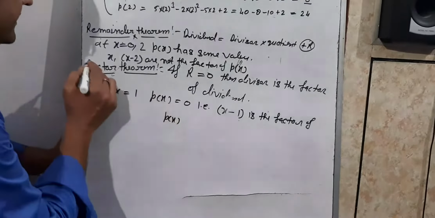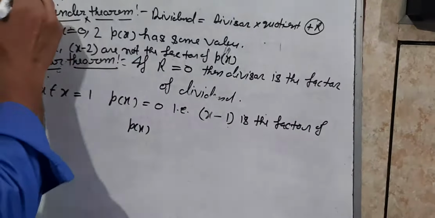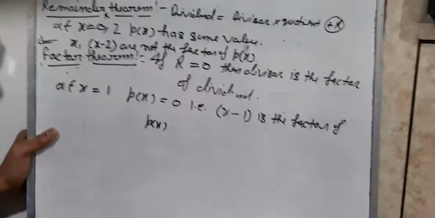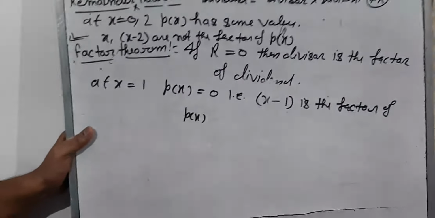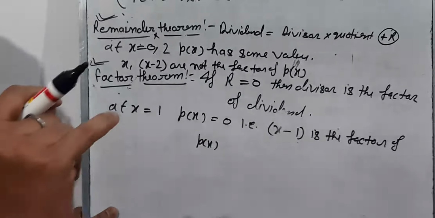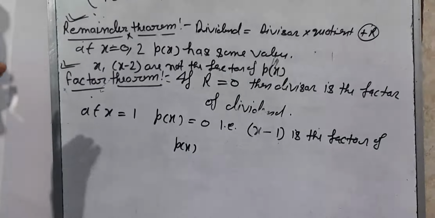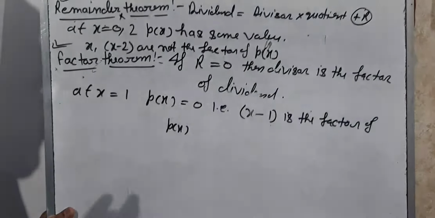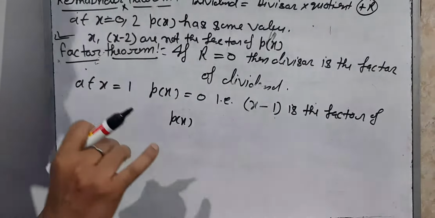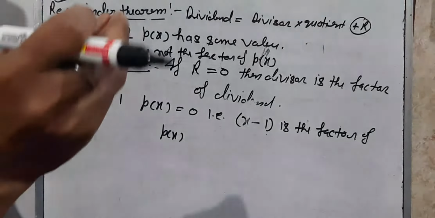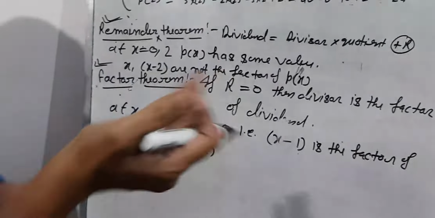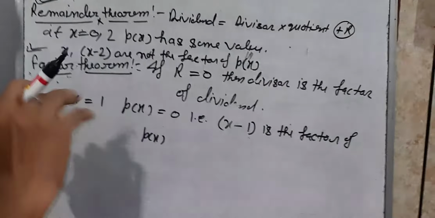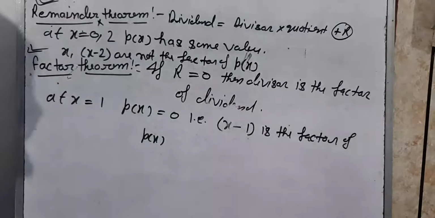So this is known as the factor theorem, and this is known as the remainder theorem. There is nothing new in this chapter. These are two things you have already studied in earlier classes, but here you are studying them in a different way.